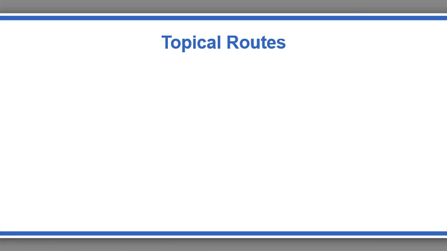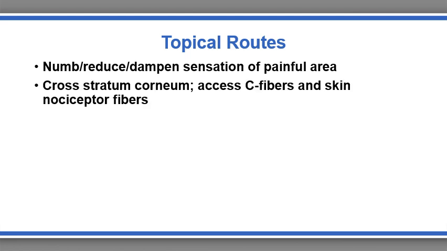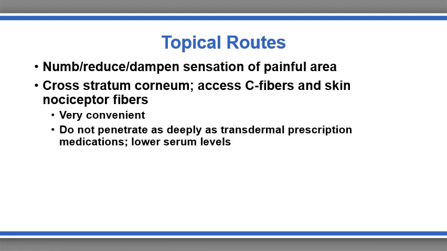If we look at the topical routes, we're basically looking to either numb or reduce sensation within a painful area. The key thing here is we have to cross the stratum corneum, which is part of the epidermis, and be able to access the nociceptors within the skin. So it's very convenient. However, it doesn't penetrate quite as deeply as transdermal prescription. As opposed to, for instance, a transdermal patch, it doesn't penetrate as deep, and you tend to have lower serum levels of the actual medication.